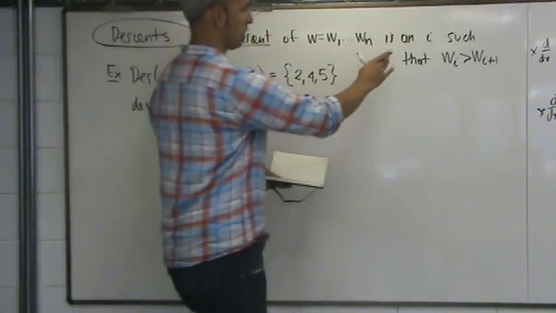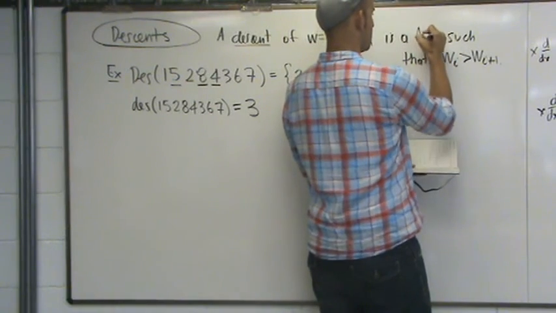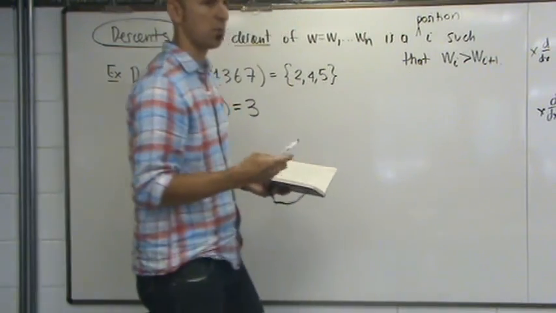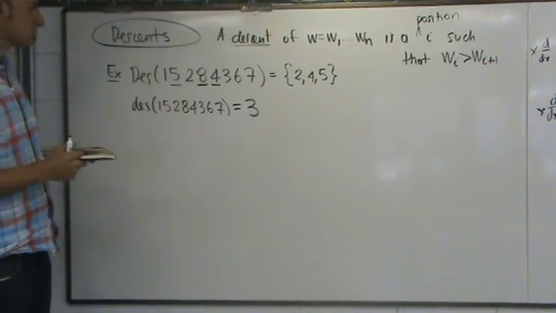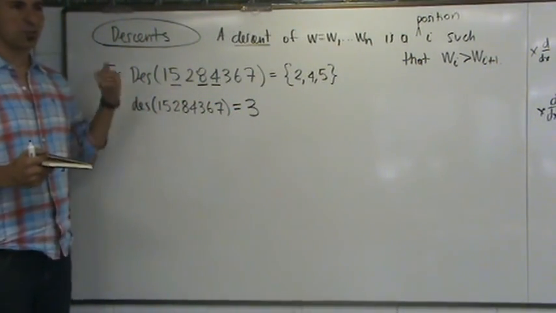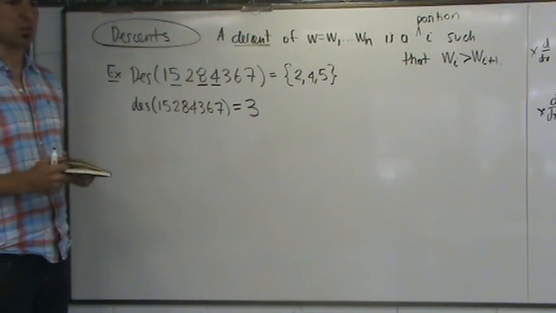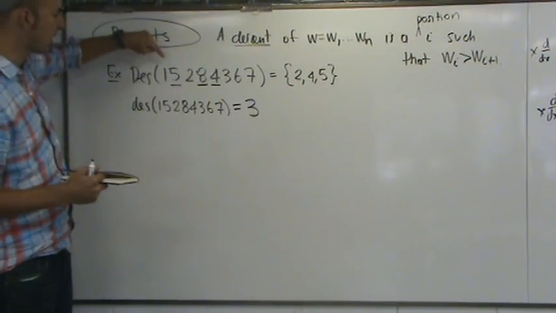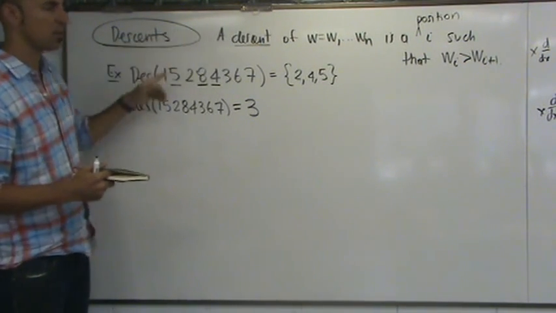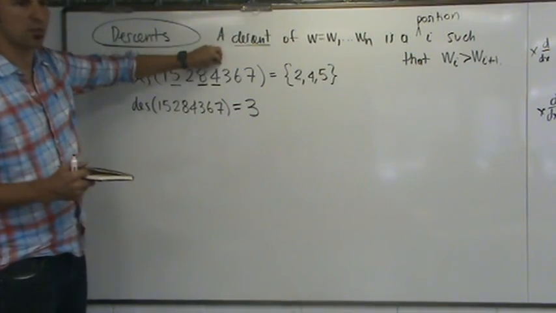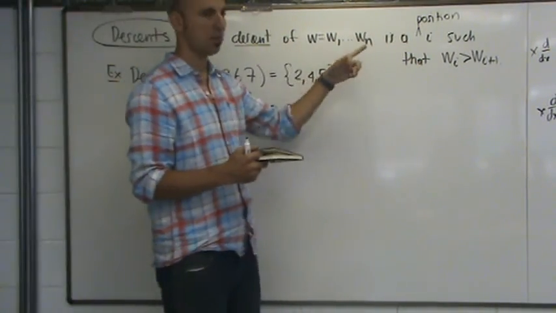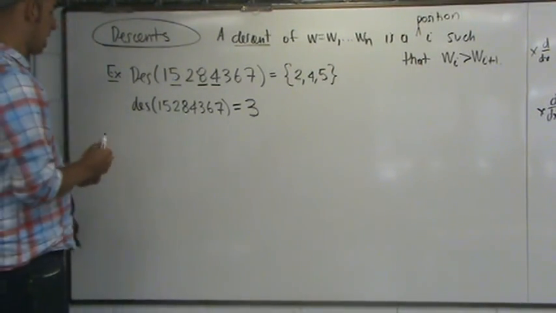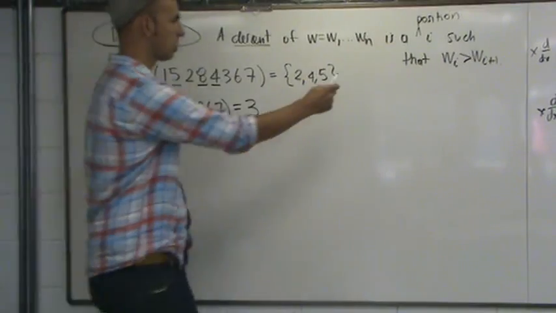Okay, so maybe it's useful to say a position i such that w_i is bigger than w_{i+1}. And you see here we're starting to get more comfortable with the different notations for permutations. It will be a little bit easier to see if I wrote it in two-line notation. If I had 1, 2, 3, 4, 5, 6, 7, 8, then you would see the 2 here, the 4 here, the 5 here. But here I'm just writing one-line notation, and so that's what it is.